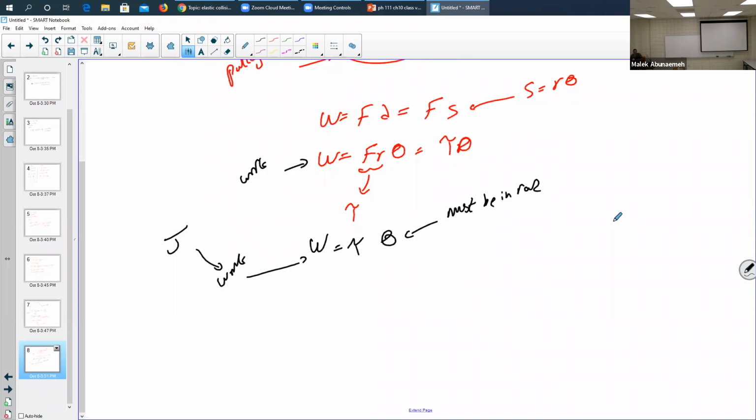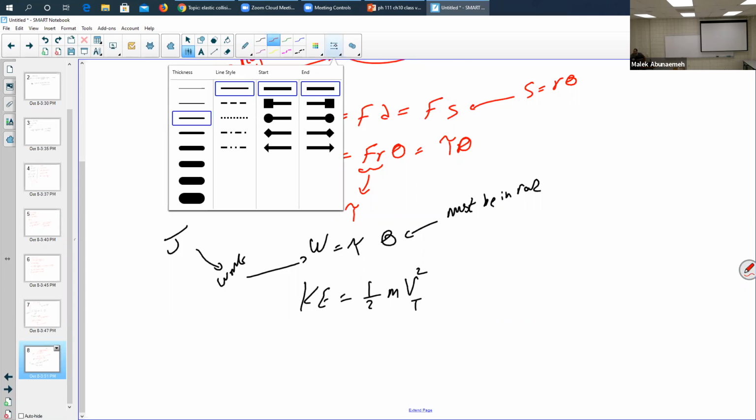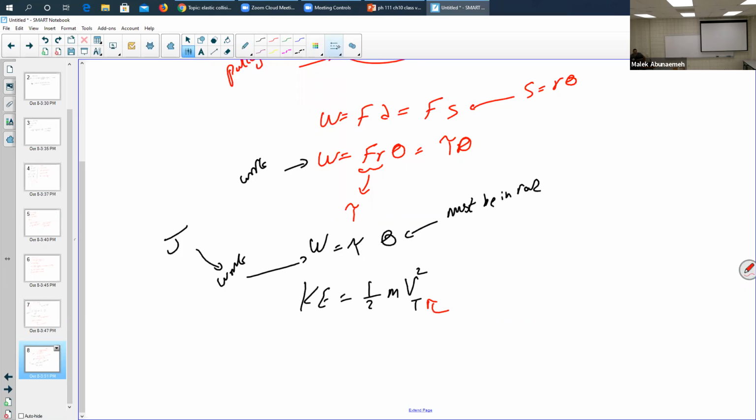Now, if it's moving, it's going to have a kinetic energy, right? The pulley is moving. That means it's going to be 1/2 m times the tangent velocity squared. And again, your tangent velocity, Vt, is r omega, which is r, the radius, times omega, that's your angular velocity.